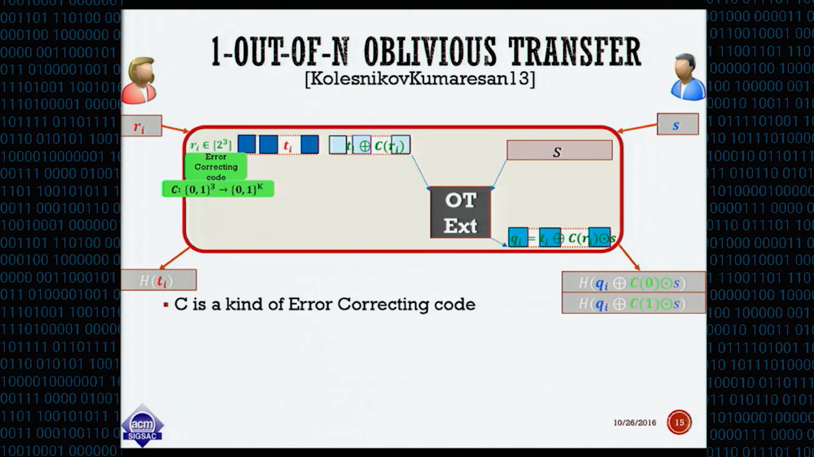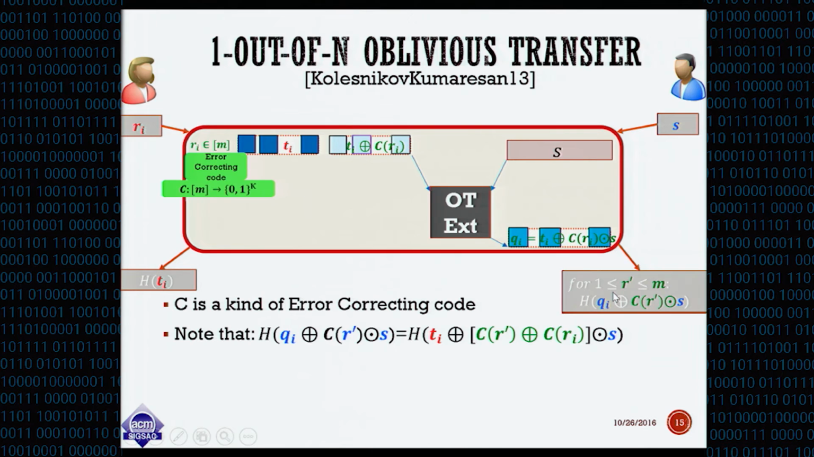That is the reason why the current PSI protocol only compares 8 bits of X and 8 bits of Y. So for example here, we have C from i with 3 bits length. So Bob computes two hash values following these formulas. The very important property here is that the hash of Qi XOR C(R') times S equals the hash of Di XOR C(R') XOR C(Ri) times S.